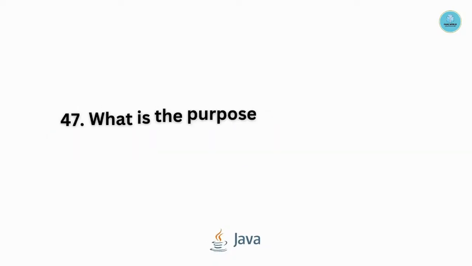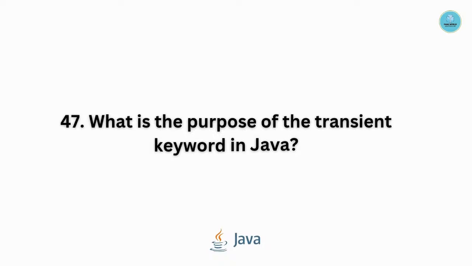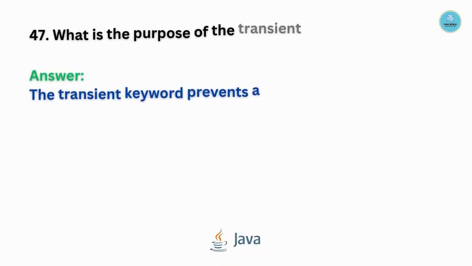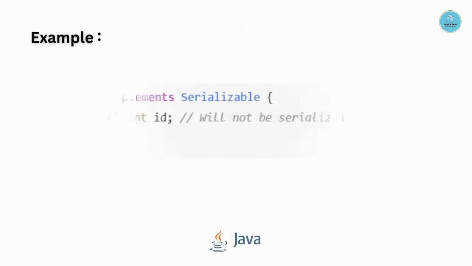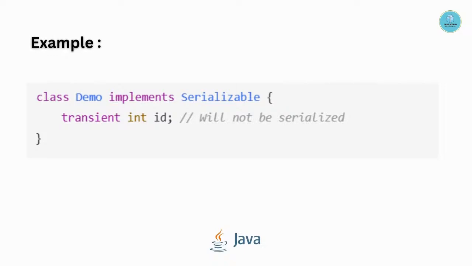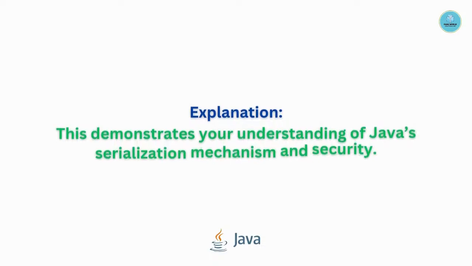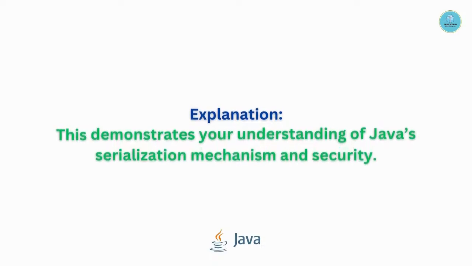Question number 47. What is the purpose of the transient keyword in Java? The transient keyword in Java prevents a field from being serialized. Example is as follows. This demonstrates your understanding of Java serialization mechanism and security.